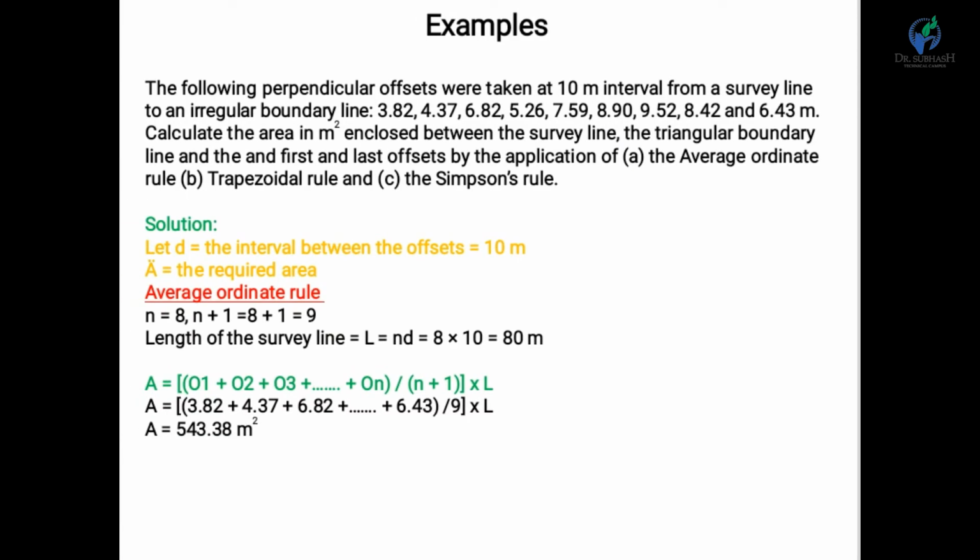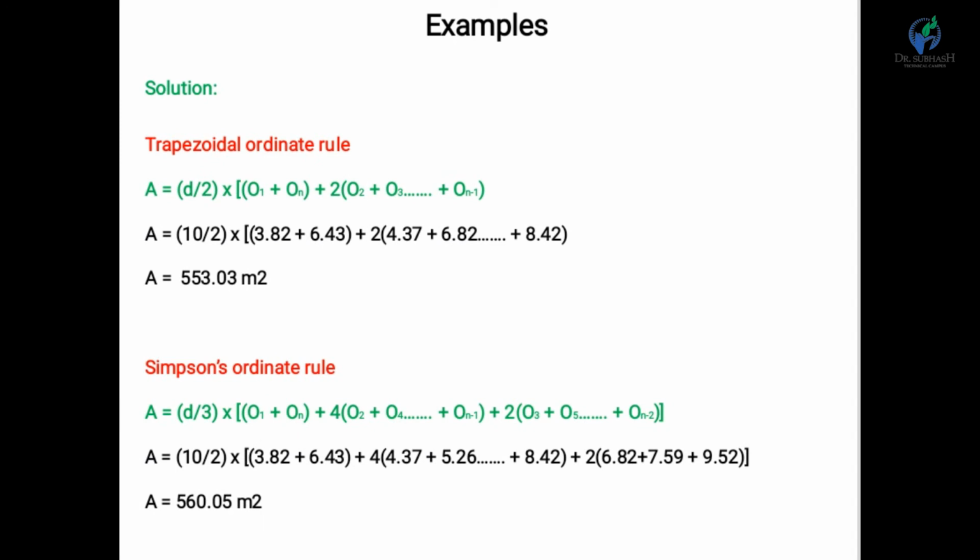The value by the average ordinate rule is 543.38 square meters. As per the trapezoidal rule it is 553.03 square meters, and by the Simpson rule the area is 560.05 square meters. So we can see that the actual area is nearly 560.05 square meters, which gives a larger value compared to any other rule. But accuracy depends on the shape of the area. So we take the mean between the trapezoidal and Simpson rule for an exact and nearer area.